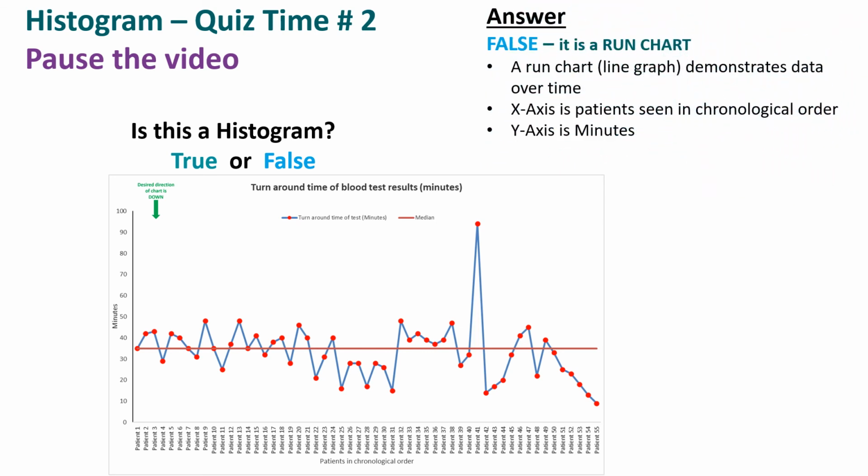And this is false. This chart is actually a run chart. A run chart, or a line graph or a time series graph, demonstrates data over time. The x-axis on a run chart is, in this example, patients that are seen in chronological order. And the y-axis is minutes, whereas in a histogram we'd want to see the y-axis showing either percentage or the number or count.